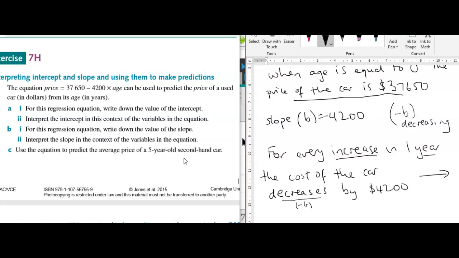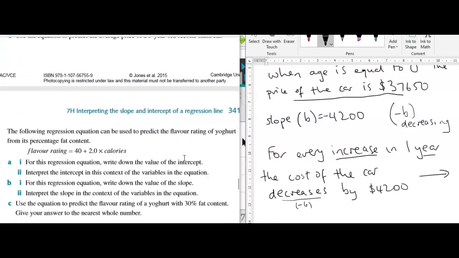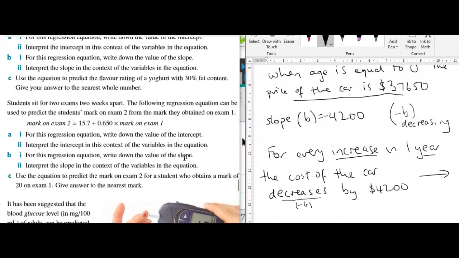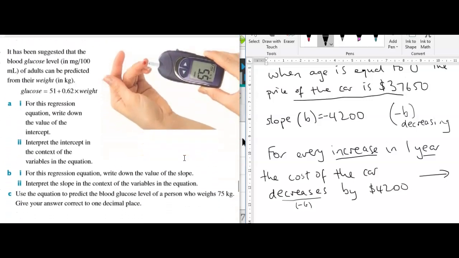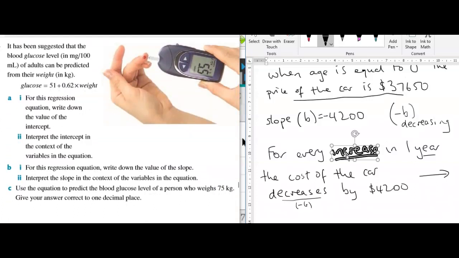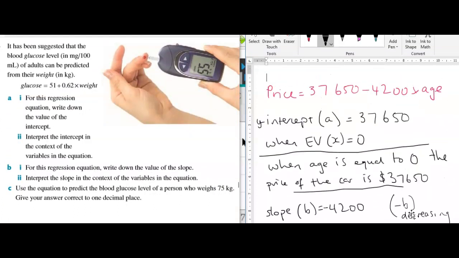All right, let's have question C. You can do that, it's quite similar to the previous question. Let's have a look. I might just skip to question 4.